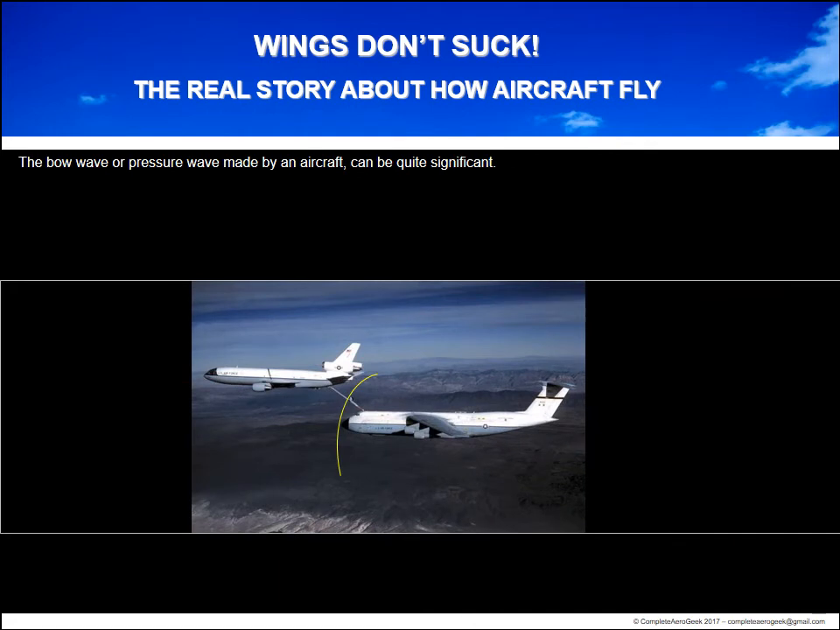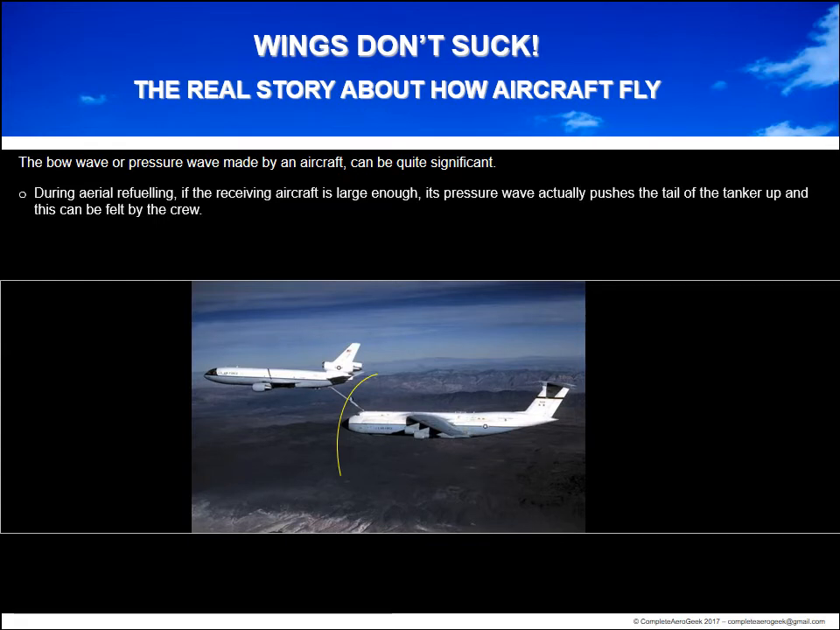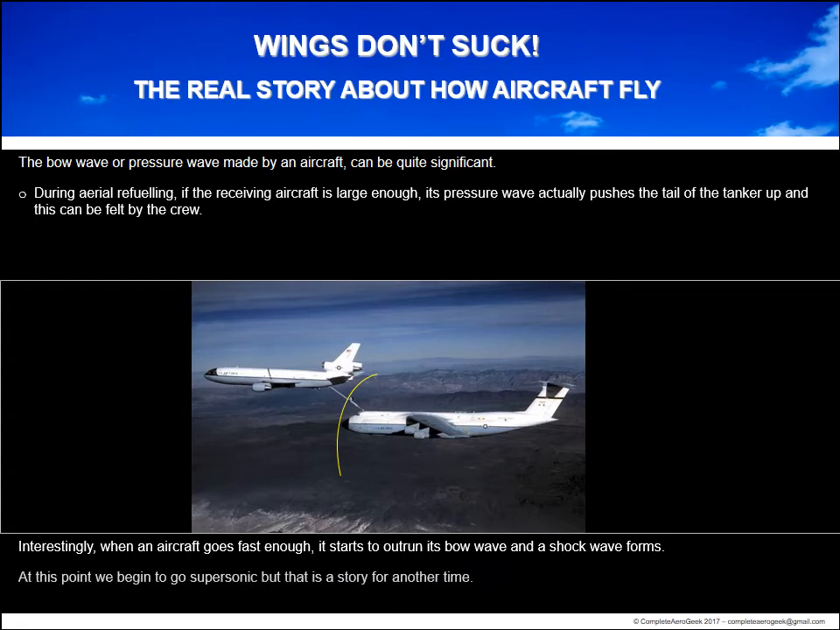The bow wave or pressure wave, made by an aircraft, can be quite significant. During aerial refueling, if the receiving aircraft is large enough, its pressure wave actually pushes the tail of the tanker up, and this can be felt by the crew. Interestingly, when an aircraft goes fast enough, it starts to outrun its bow wave and a shock wave forms. At this point, we begin to go supersonic, but that is a story for another time.